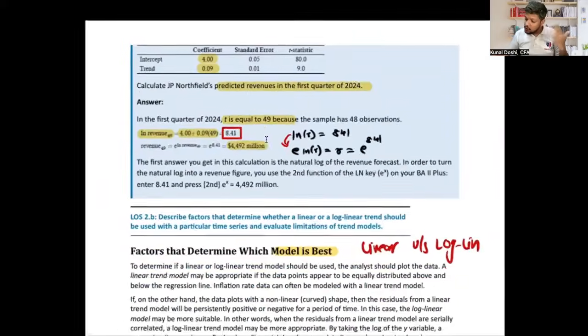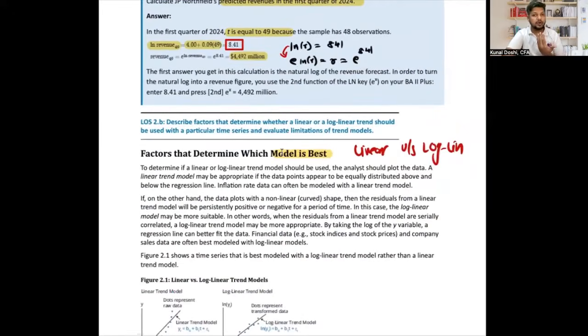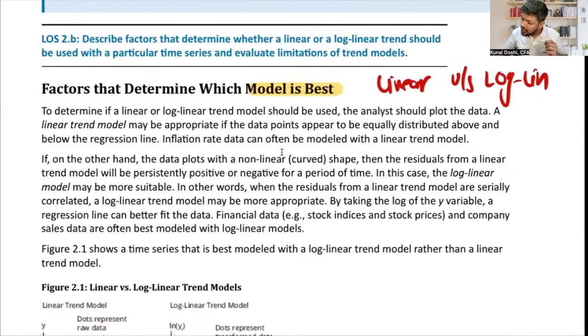Now the question is when to use which. That is an important question, and that is what we are going to address, and we'll see questions related to it. To determine if a linear or log linear trend model should be used, the analyst should plot the data. Remember, we discussed that if there is a trend line, then the linear model will not be correct to predict or forecast. So when should I use linear and when should I use log linear? A linear trend model may be appropriate if the data points appear to be equally distributed above and below the regression line, meaning they are not following a trend.